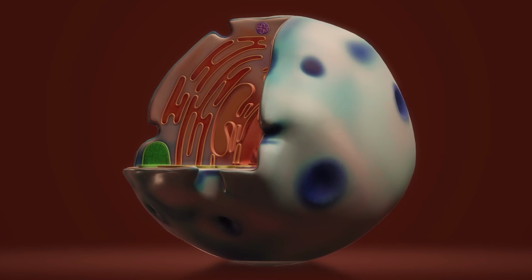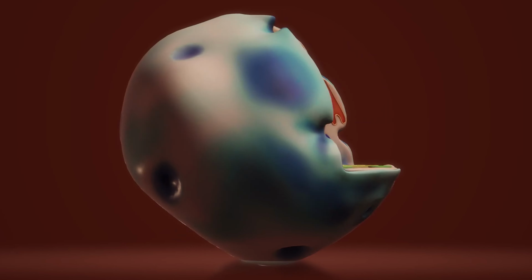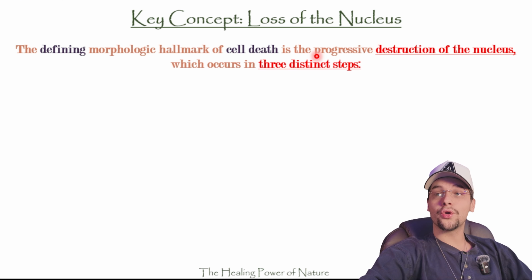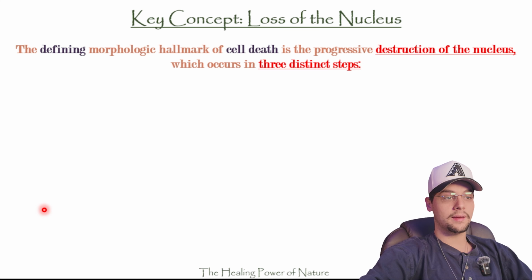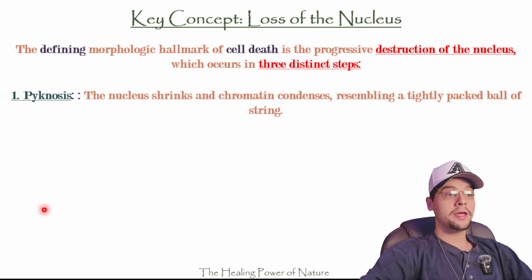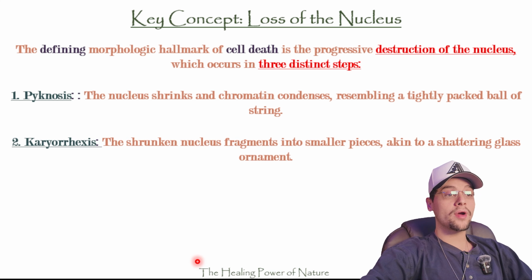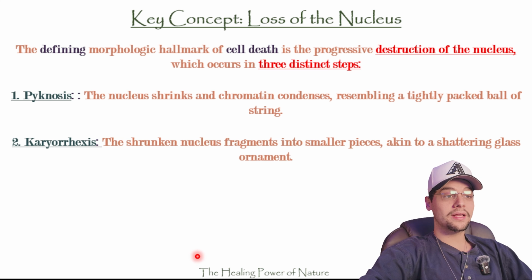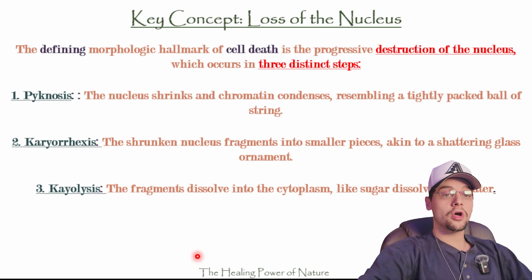Understanding these terms is essential. So key concepts: loss of the nucleus. The defining morphologic hallmark of cell death is the progressive destruction of the nucleus, which occurs in 3 distinct steps. First, like we talked about, pycnosis, the nucleus shrinks and chromatin condenses, resembling a tightly packaged ball of string. Karyorrhexis, the shrunken nucleus fragments into smaller pieces, akin to a shattering glass ornament. Karyolysis, the fragments dissolve into the cytoplasm like sugar dissolving in water.